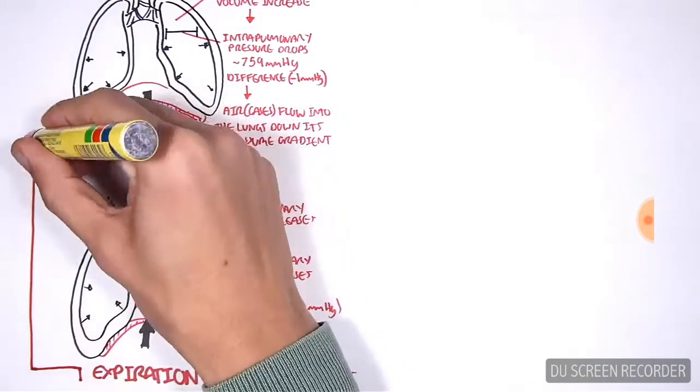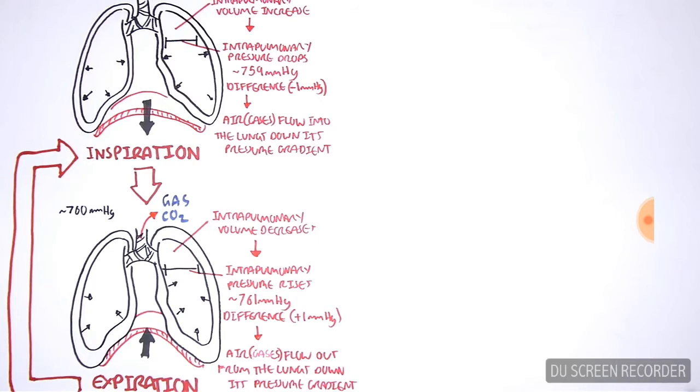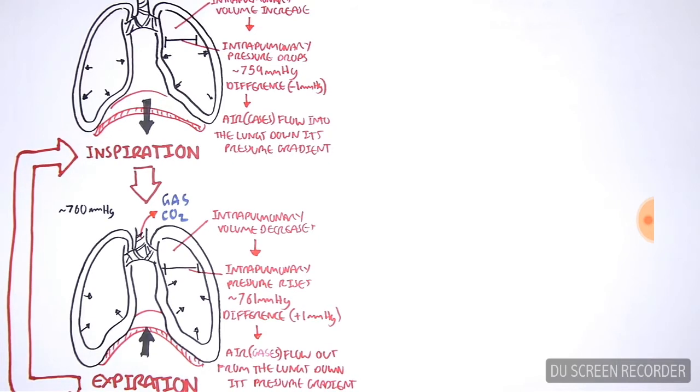Of course, we have some voluntary control over our breathing, and we can hold our breath. But this only lasts a short time before our brain overrides our voluntary control.